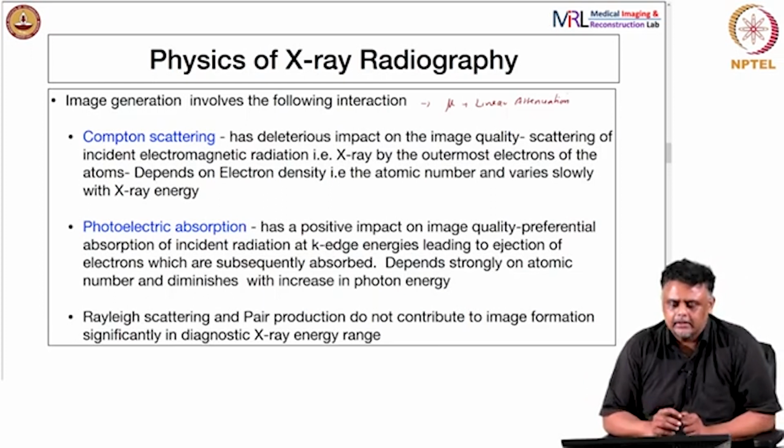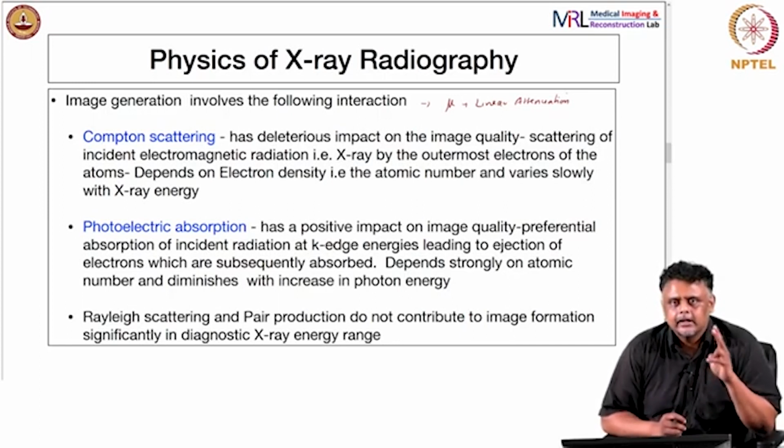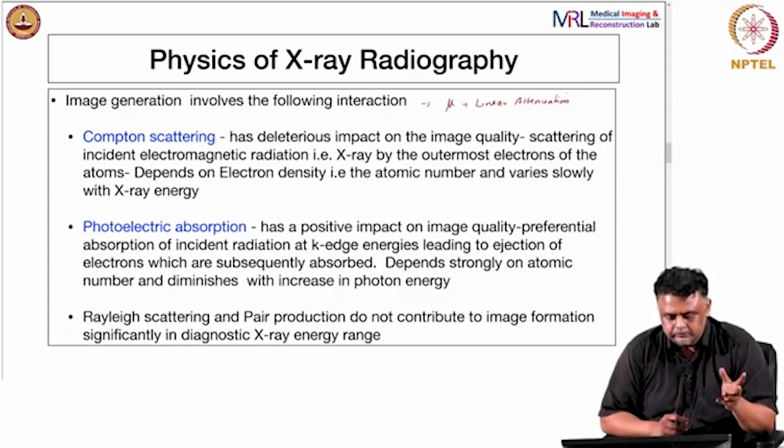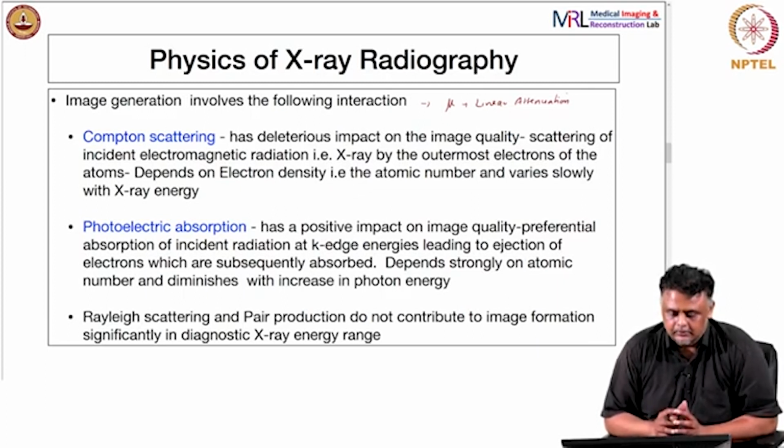Where does this come from? Correct? That is a question. What is the origin of mu? The mu originates from two interactions primarily, especially in the context of medical imaging, X-rays for medical use. Two interactions lead to this attenuation.